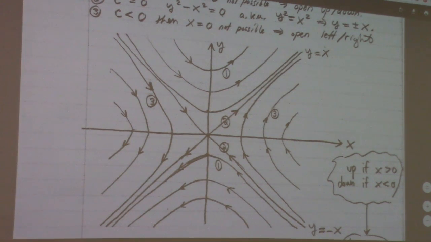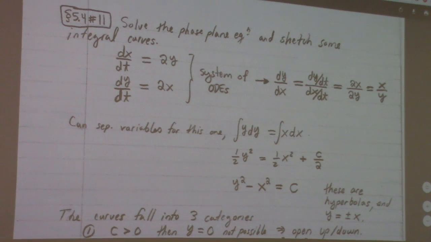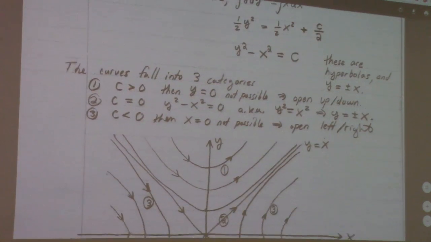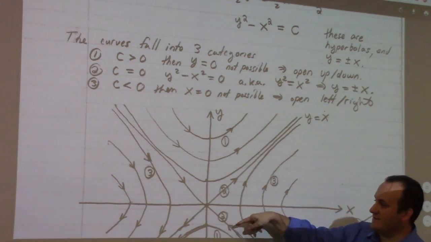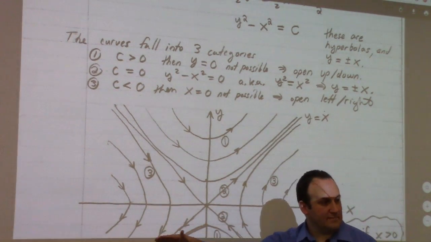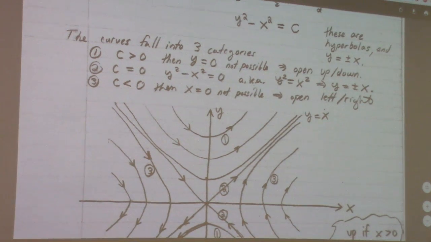And how did I figure out the arrows on the solutions? The Cartesian hyperbolas don't have arrows on them. There's no sense of direction, right? So how do I figure out the directionality of the solutions? You have to go back to the differential equation. See, dx dt is 2y. That means that x goes right when y is positive. So when y is positive, the solutions have to flow to the right. When y is negative, the solutions have to flow to the left. That's how I put the arrows on. I have to go back to the differential equation to decide the direction of the trajectories. Okay.